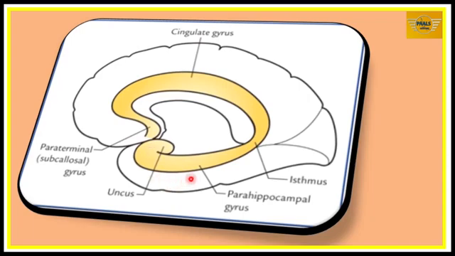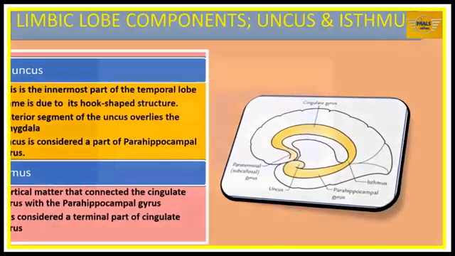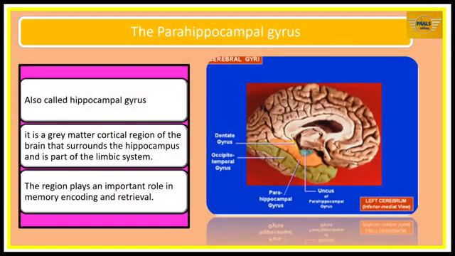Now the next part of the limbic lobe we'll look at is the isthmus. This is also cortical matter that connects the cingulate gyrus here with the parahippocampal gyrus here. It is considered a terminal part of the cingulate gyrus. Now look at the last part of the limbic lobe, and this is the parahippocampal gyrus. The parahippocampal gyrus is part of the cerebral cortex that is around the hippocampus.